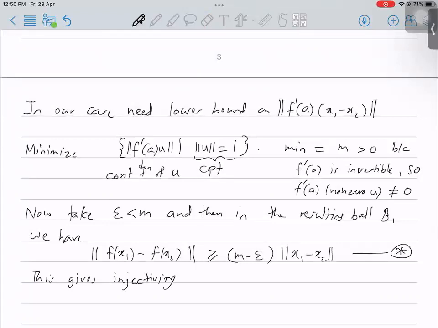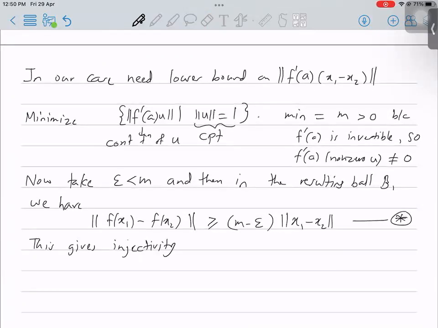All right, very good. But we can actually get something more than this. You see, the sign of this inequality is very nice. It is going to help us. I mean, it helped us for injectivity of f on B.